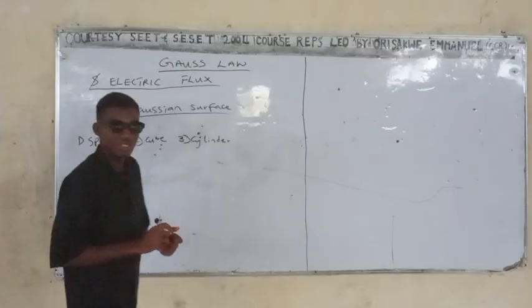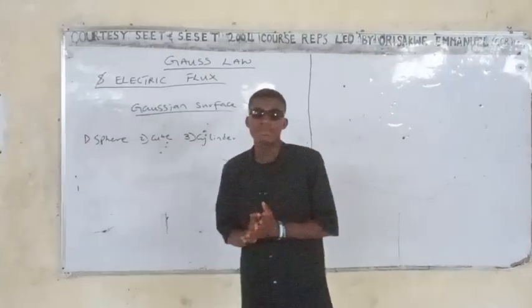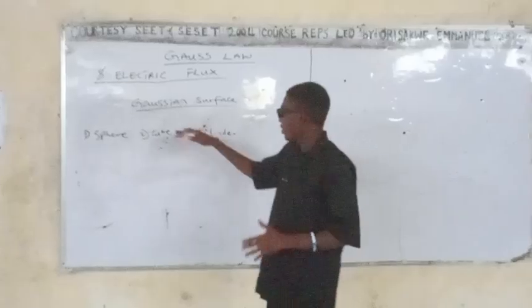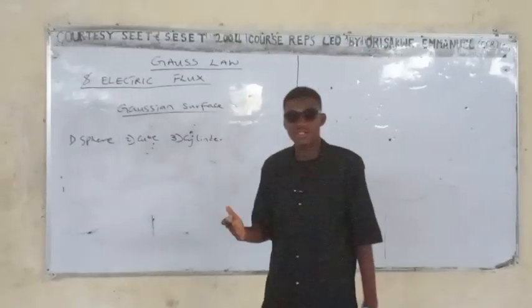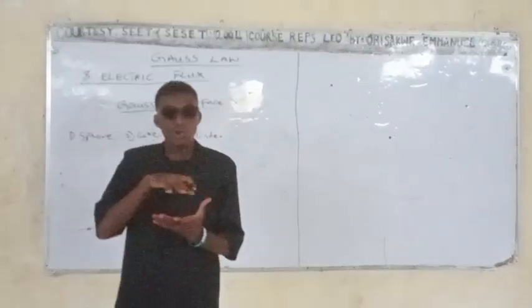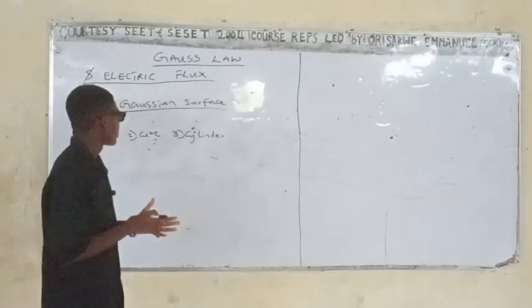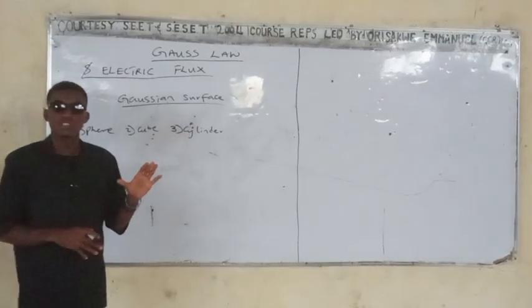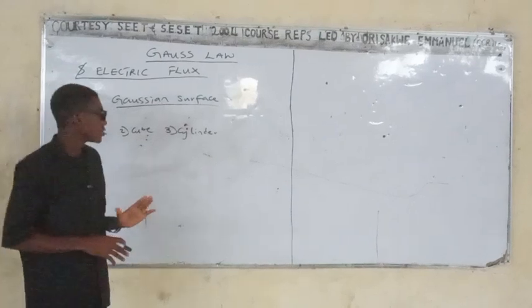What is the key point? You know that it's imaginary. What does that mean? It's not a real life something. It's all in your head. So a Gaussian surface is an imaginary surface, or better say, an imaginary closed surface. And what is the major aim of the Gaussian surface? It's just to calculate electric fields.